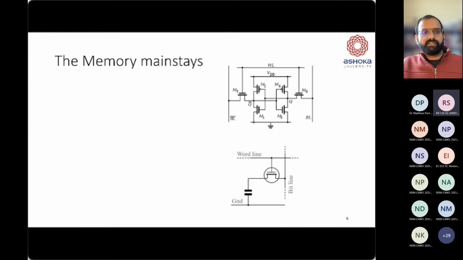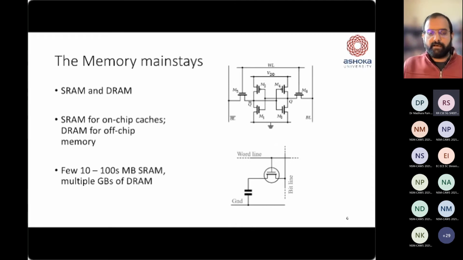Your on-chip caches have been made of what is known as SRAM, or static random access memory, and your off-chip main memory has been made up of a memory technology called DRAM, which is dynamic random access memory. And again, you might have tens to hundreds of megabytes of SRAM sitting on chip, and then you have multiple to hundreds of gigabytes of DRAM sitting off chip in DIMM form factors.